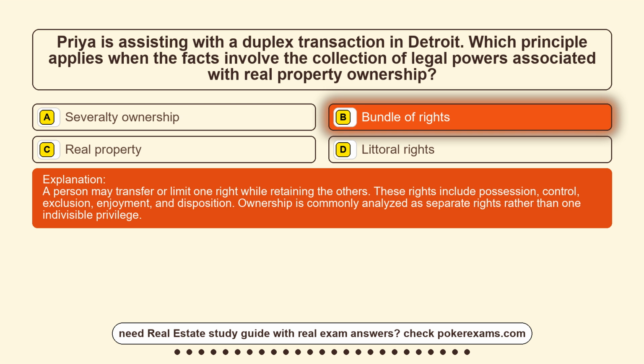A person may transfer or limit one right while retaining the others. These rights include possession, control, exclusion, enjoyment, and disposition. Ownership is commonly analyzed as separate rights rather than one indivisible privilege.